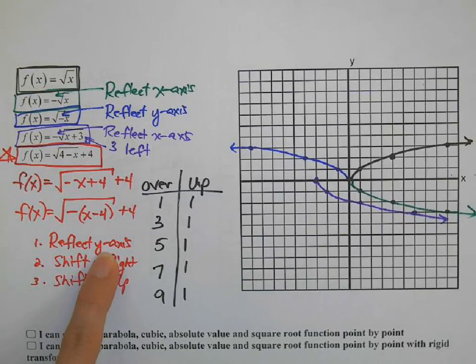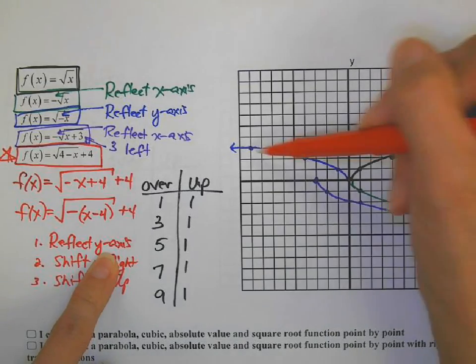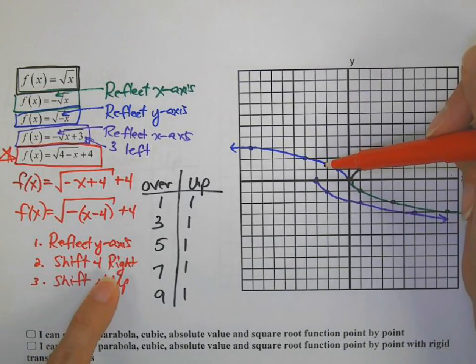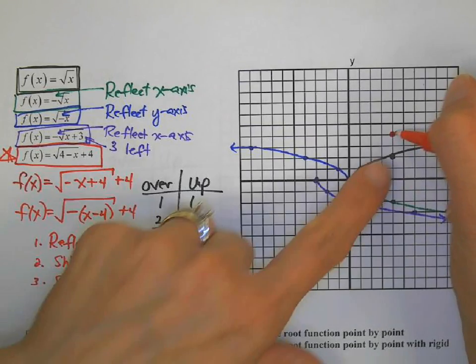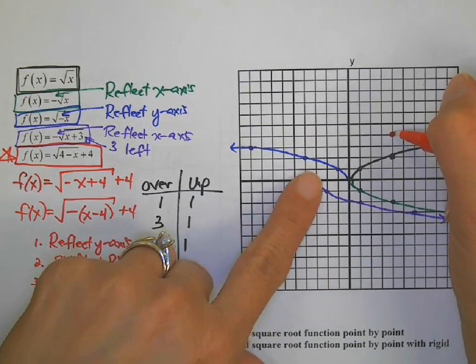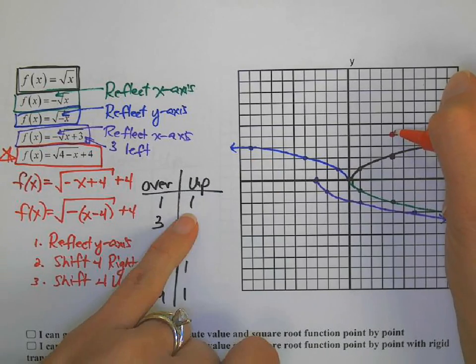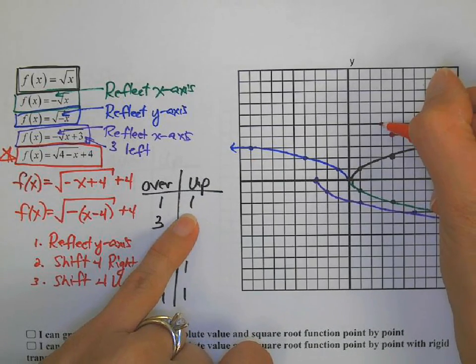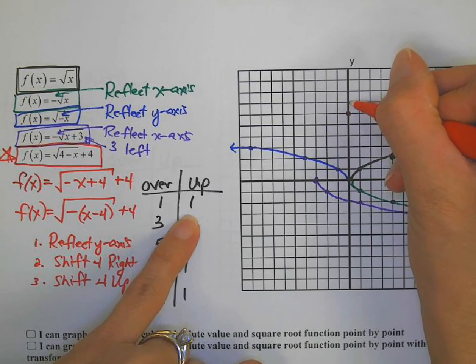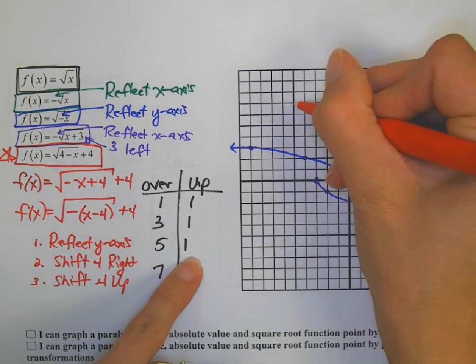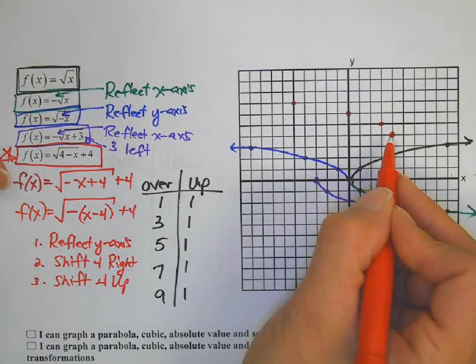Okay, reflecting over y-axis looks like my blue graph here. But we also have to go 4 to the right and 4 up. So we're starting here, we're growing up to the left. Okay, here we go. Up 1, left 1. Up 1, left 3. Up 1, left 5. I don't think I can fit 7.